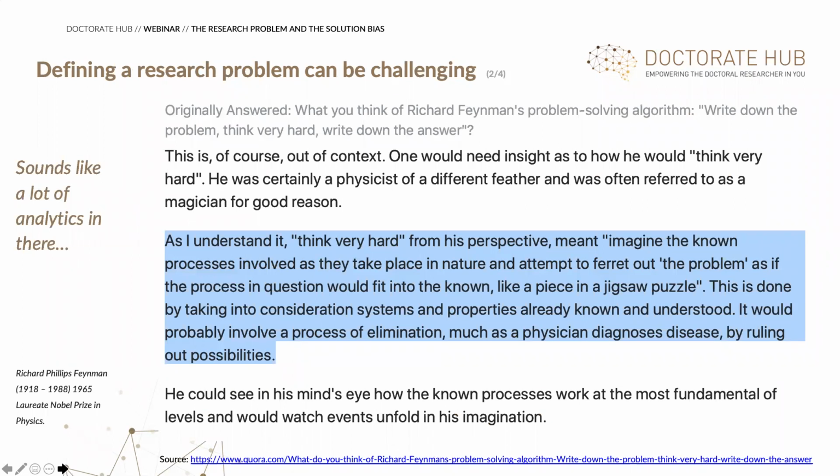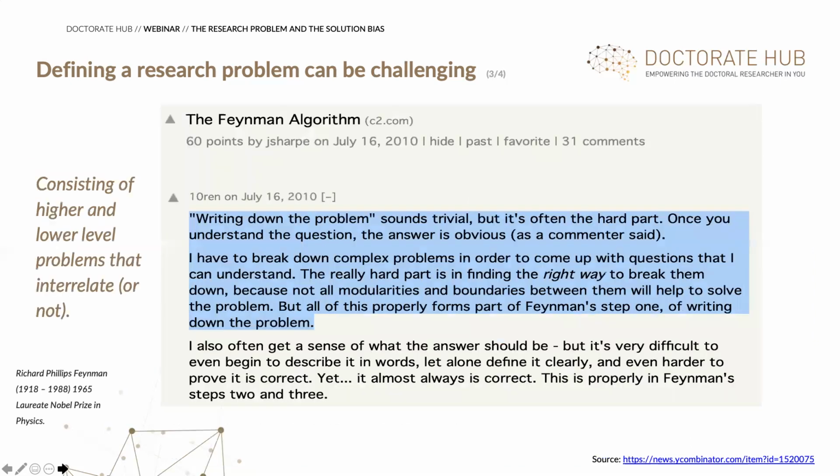Now, let's look into the highlighted blue part. As I understand it, think very hard, from his perspective, meant imagine the known processes involved as they take place in nature and attempt to ferret out the problem as if the process in question would fit into the known, like a piece in a jigsaw puzzle. This is done by taking into consideration systems and properties, and there will be many of those. It would probably involve a process of elimination, much as a physician diagnoses disease by ruling out possibilities. So there is a lot of tacit knowledge going on, and that tacit knowledge in the written part of your thesis obviously would need to be brought out. You would need to write it down.